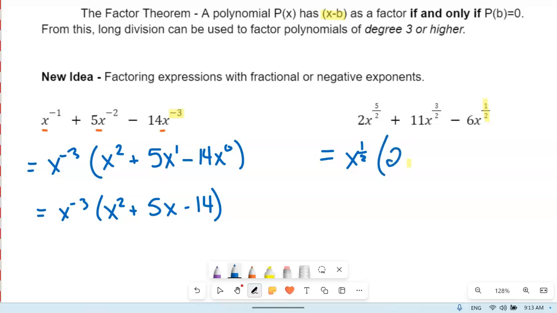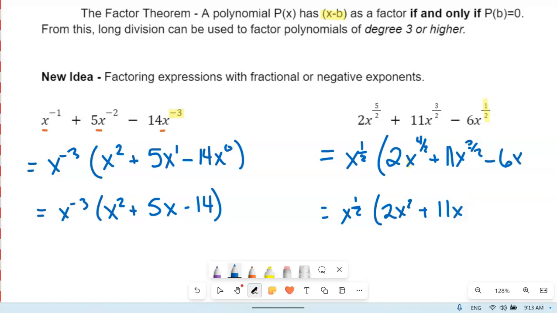Inside the brackets, 2x. 5/2 take away 1/2 is 4/2. I'll write that there. And I'm going to start my next line right now anyways, because 4/2 is really 2. 3/2 take away 1/2 is 2/2. So that's actually just 1. And 1/2 take away 1/2 is 0.